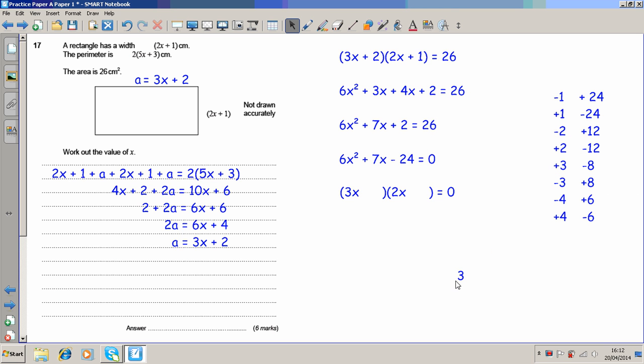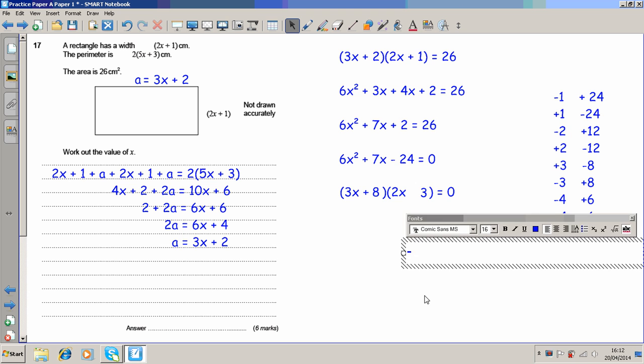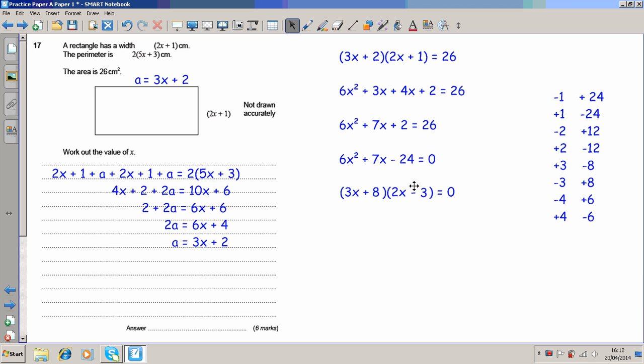I'll write them down. So 3 times 3 is 9, and 8 times 2 is 16. But now I need to get them the right way around. So to get positive 7x, I need the 16 to be as high as possible. So I'm going to have myself a plus sign in there, and a minus sign in there, I think. So let's check it. 3x times 2x is 6x squared. 8 times 2x is 16x. 3 times 3x is 9x, 16x minus 9x is 7x, and 8 times 3 is -24.